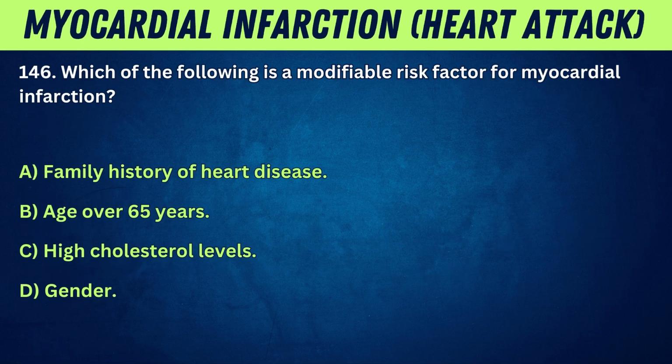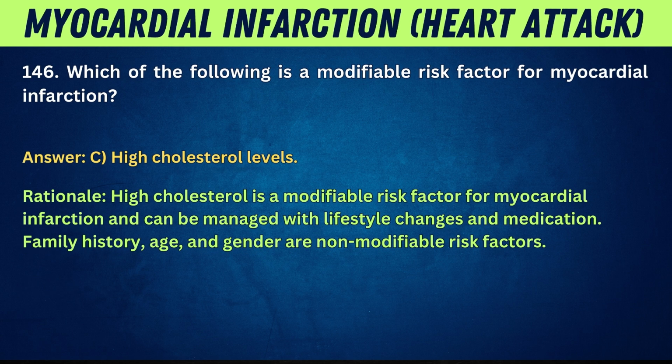146. Which of the following is a modifiable risk factor for myocardial infarction? A. Family history of heart disease. B. Age over 65 years. C. High cholesterol levels. D. Gender. Answer: C. High cholesterol levels.